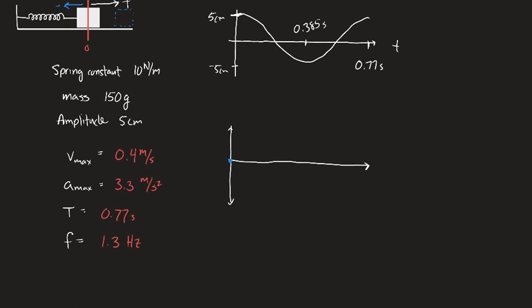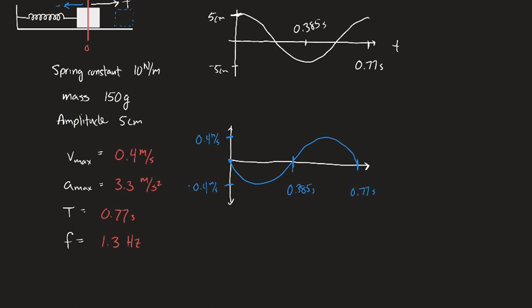I would expect that you started your graph in the negative direction. Of course, what do I put here and here? 0.4. This whole thing is bounded. So positive and negative. And what's this point? 0.385. And what's this point?